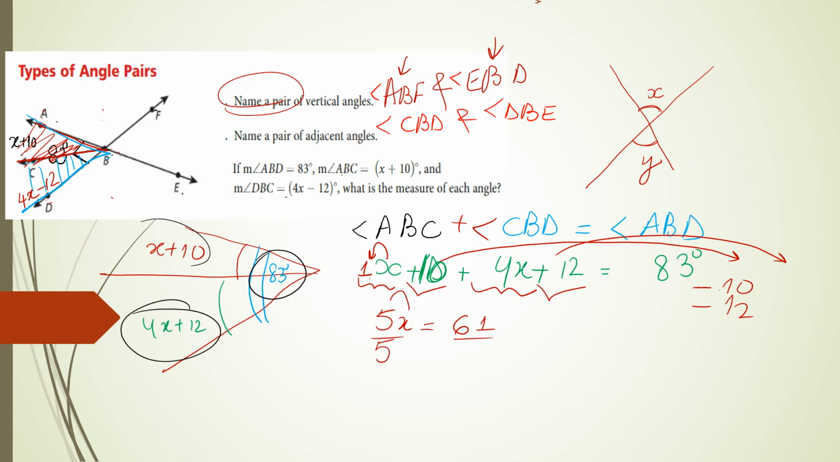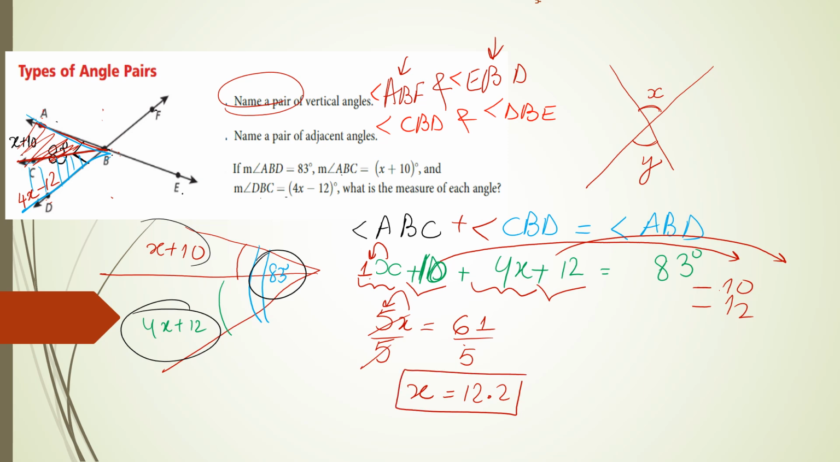Divide both sides by 5. Why? Because x is written with the 5, and the 5 is multiplying, so divide both sides by 5. So 61 divided by 5, you will get 12.2. So this is your x value.